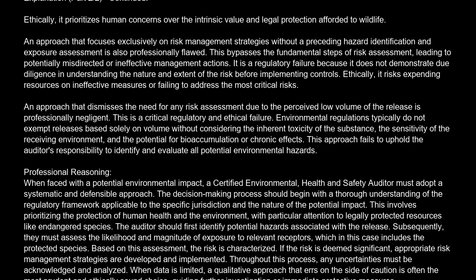Subsequently, they must assess the likelihood and magnitude of exposure to relevant receptors, which in this case includes the protected species. Based on this assessment, the risk is characterized. If the risk is deemed significant, appropriate risk management strategies are developed and implemented. Throughout this process, any uncertainties must be acknowledged and analyzed. When data is limited, a qualitative approach that errs on the side of caution is often the most prudent and ethically sound choice, guiding further investigation or immediate protective measures.